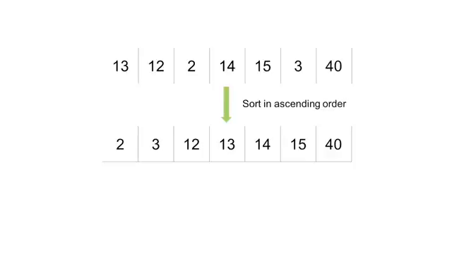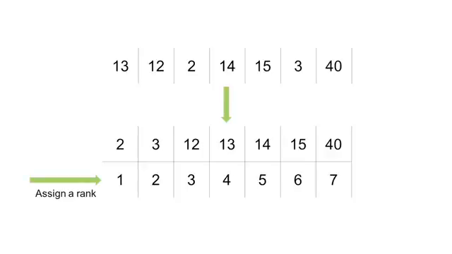Now look at this. Right at the top there, imagine these are our values. We've got 13, 12, 2, 14, 15, 3, and 40. And I can certainly rank them, or at least place them in ascending order. So we start at the smallest value and end up with the largest one. 2, 3, 12, 13, 14, 15, 40. And I can now just simply assign a rank to them. 1, 2, 3, 4, 5, 6, 7. And that 1, 2, 3, 4, 5, 6, 7 is what we're going to work with.